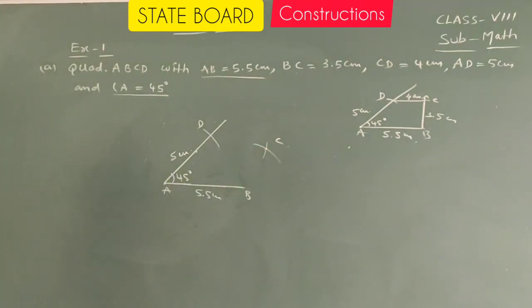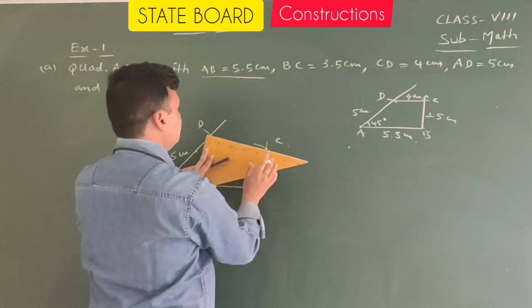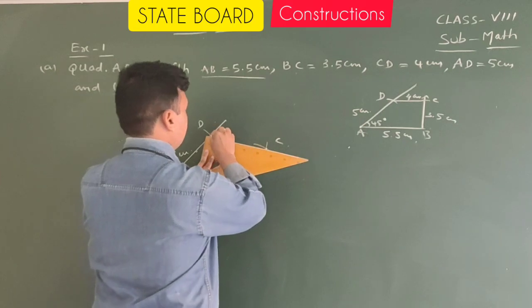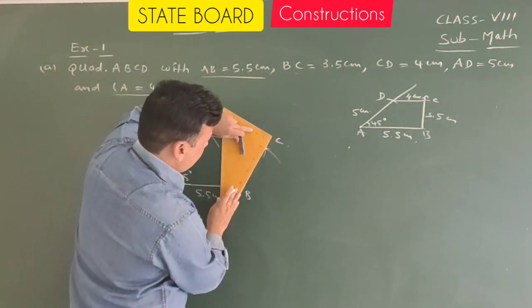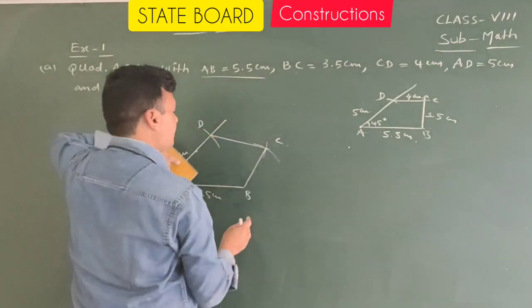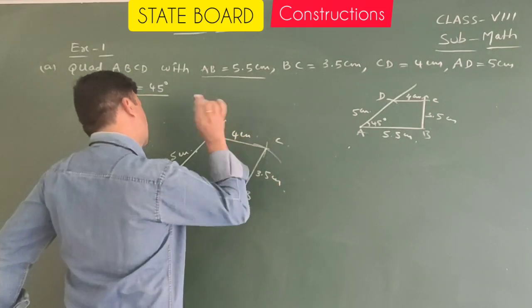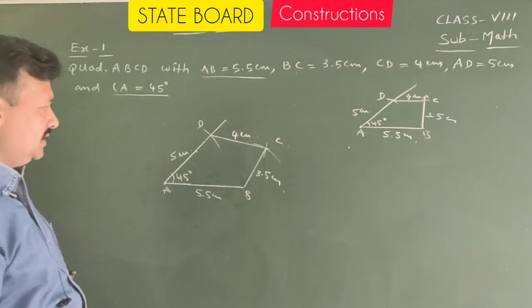Now join DC and BC. Here 3.5 centimeters, here 4 centimeters, here 5. This is the required construction of quadrilateral ABCD.